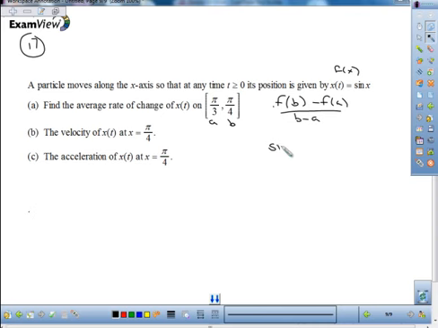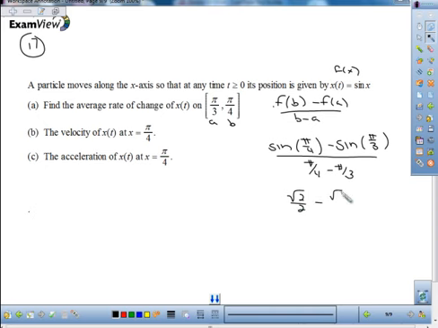I'm going to have sine of pi over 4 minus sine of pi over 3 all over pi over 4 minus pi over 3. So sine of pi over 4 is the square root of 2 over 2. Sine of pi over 3 is the square root of 3 over 2.